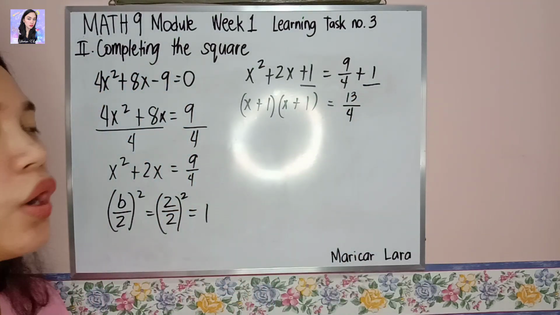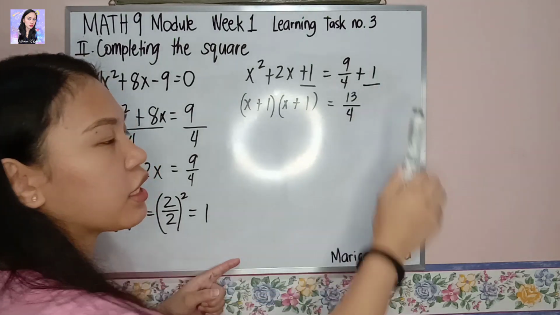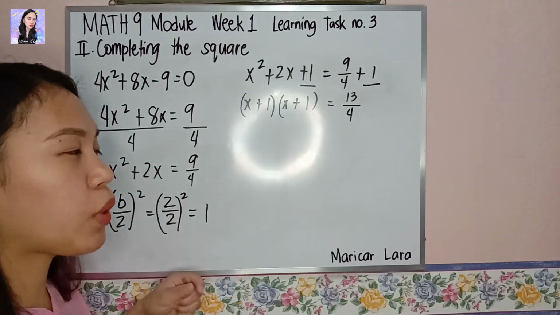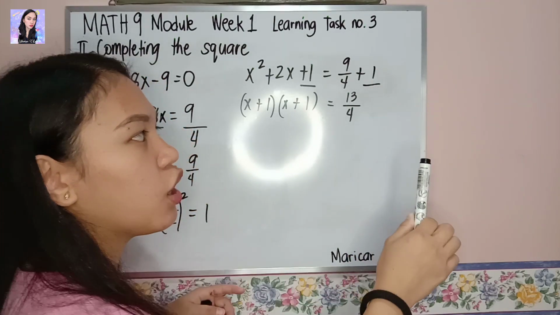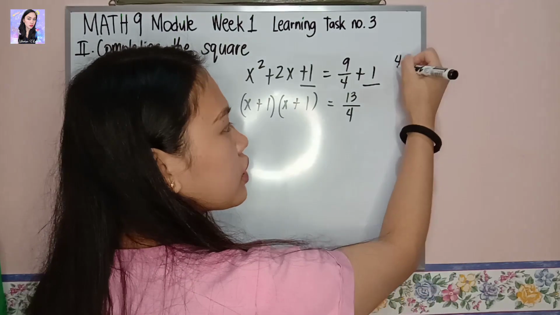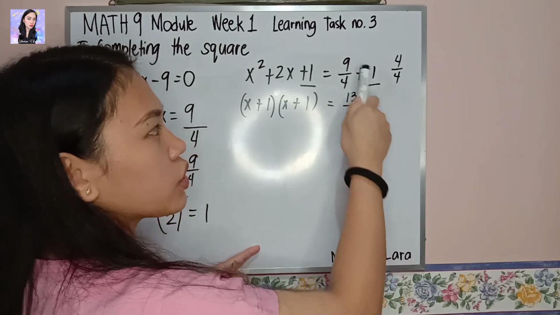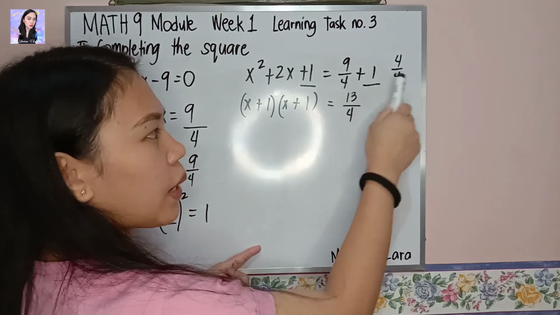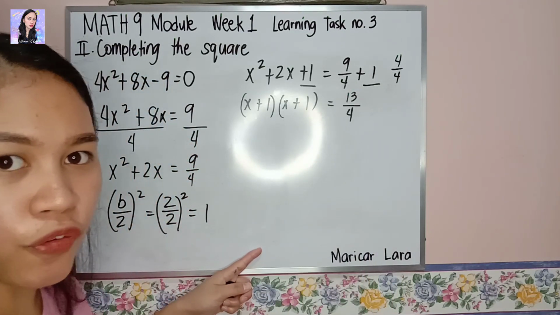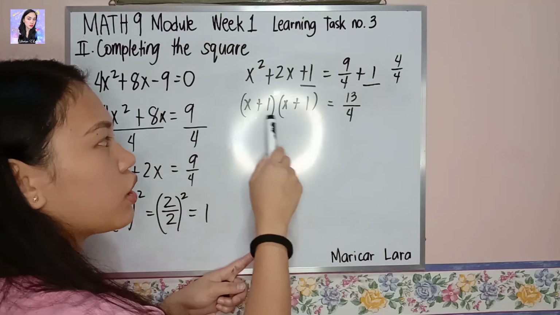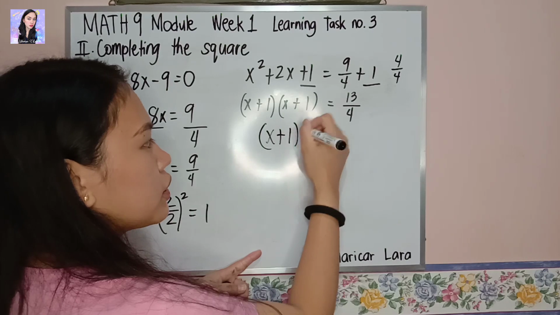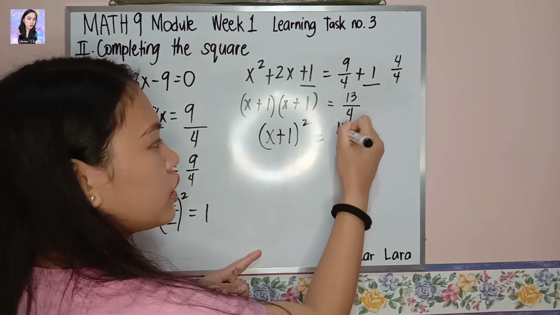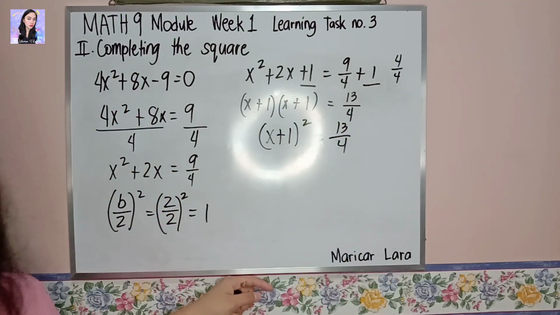So, paano nakuha yun? So, kailangan pag nag-add ng fraction ay parehas ang denominator. So, yung 1, ginawa lang natin siyang 4 over 4. So, 9 plus 4, 13. And then, copy the denominator which is 4. And then, i-square lang natin to dahil parehas siya. Squared of binomial na siya. X plus 1 squared equals 13 over 4.